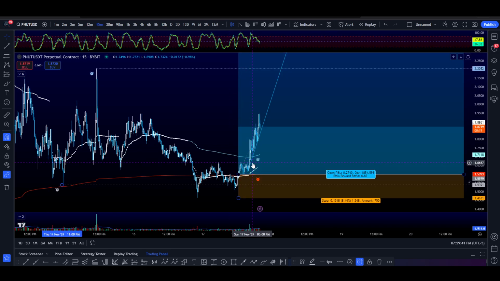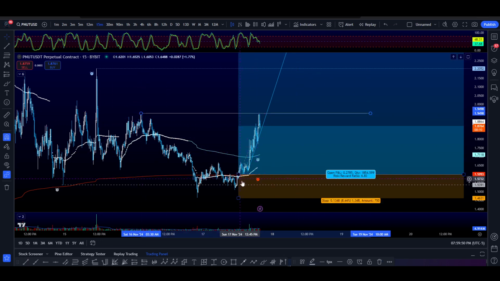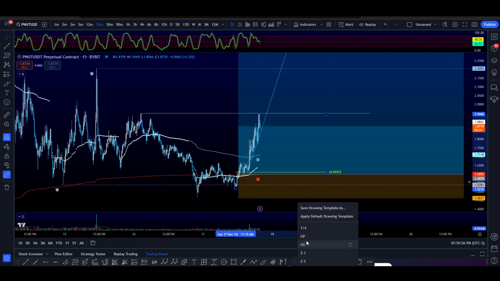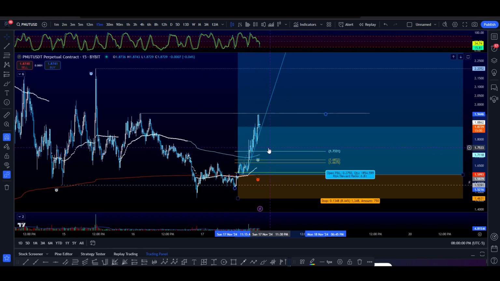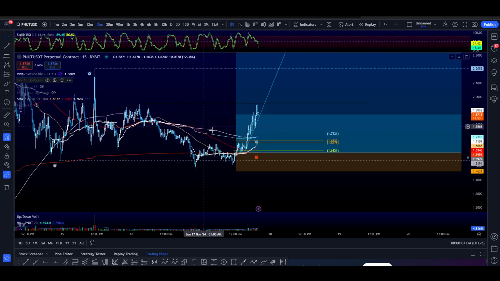If you would like to enter a long, it's always best to wait for a retracement, right? Because we are at local range highs. So if price does reject from here, maybe you want to pull some fibs and see where things line up. Maybe this starts to curve up, lines up with the 50. Maybe you throw some EMAs on there just to see where things line up.